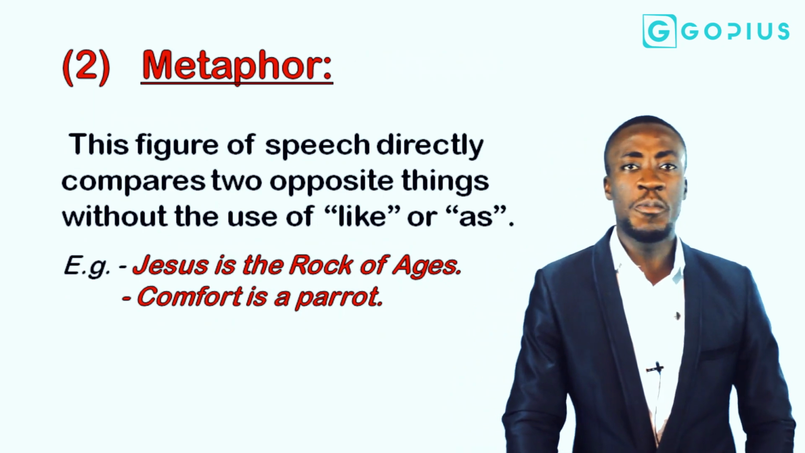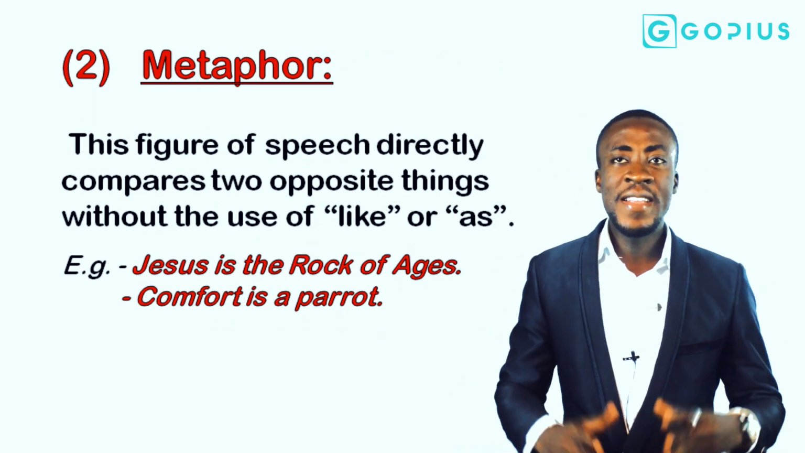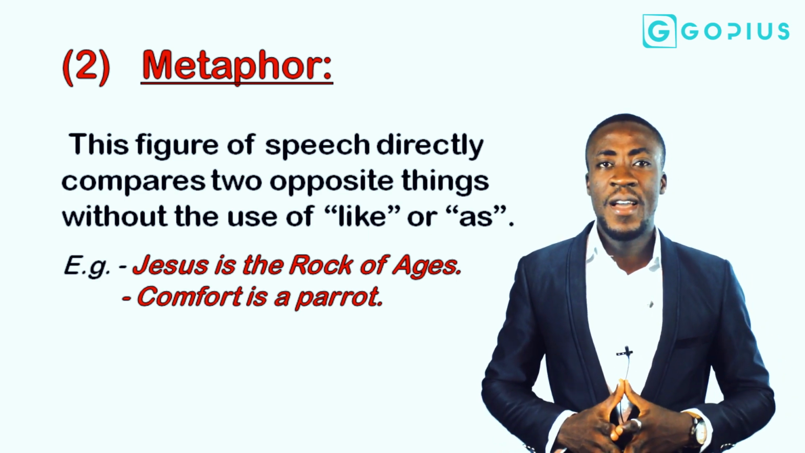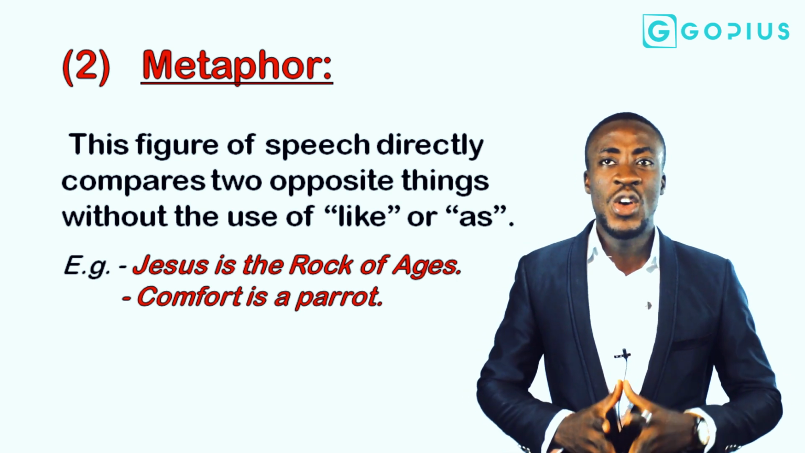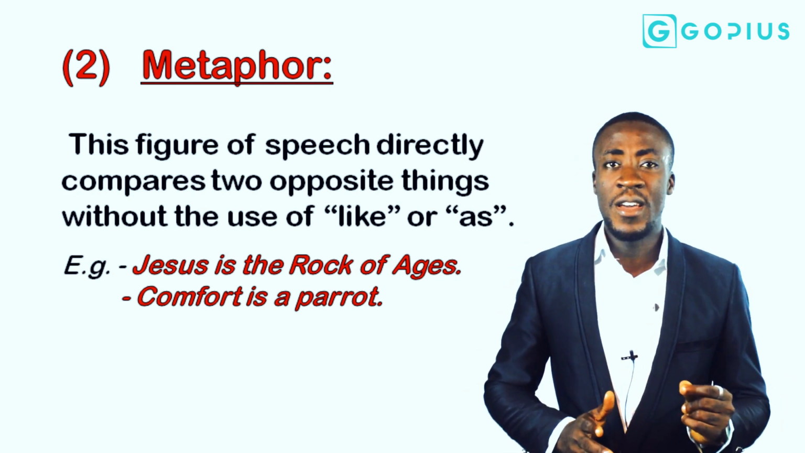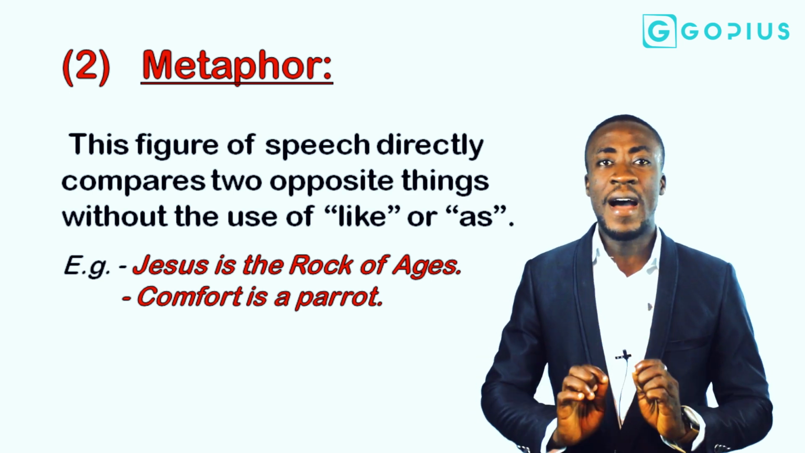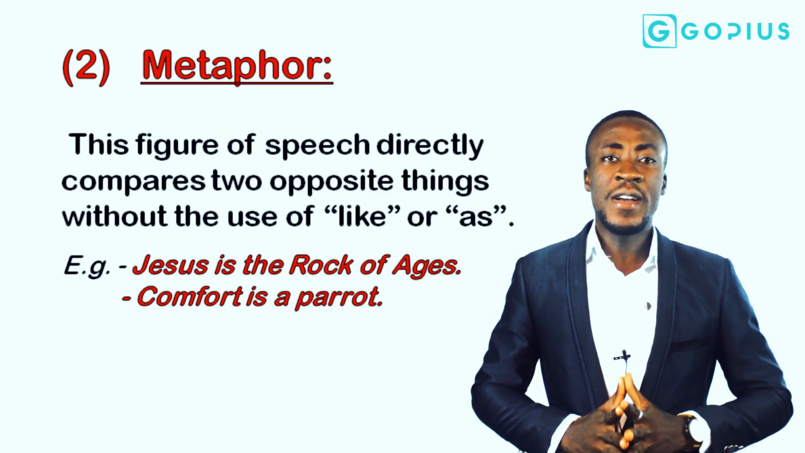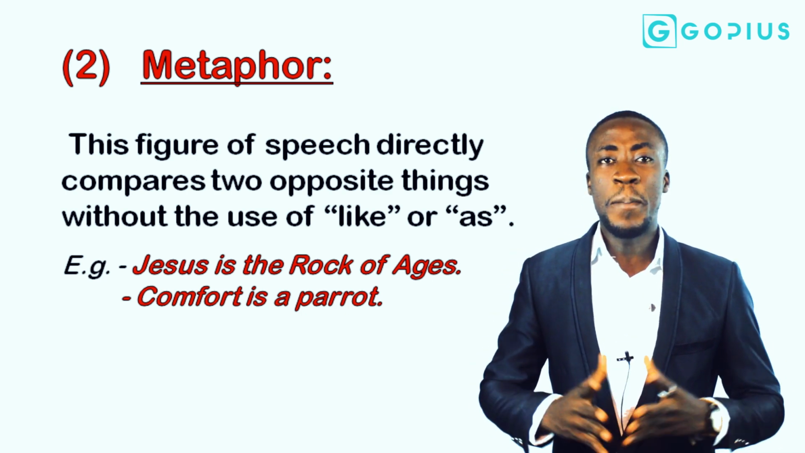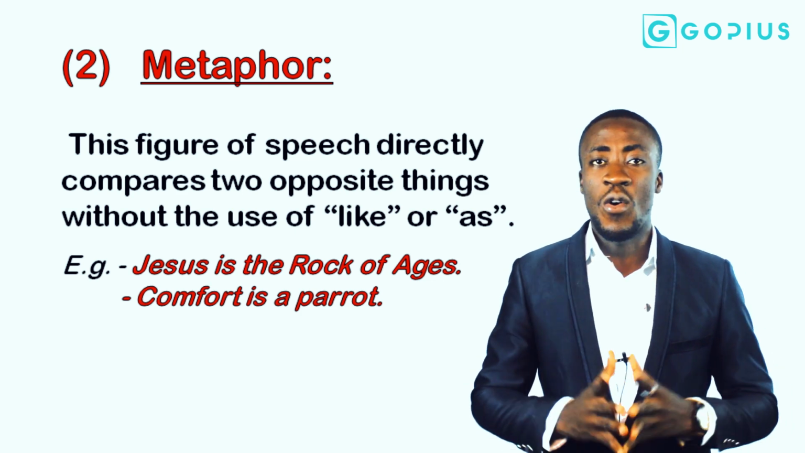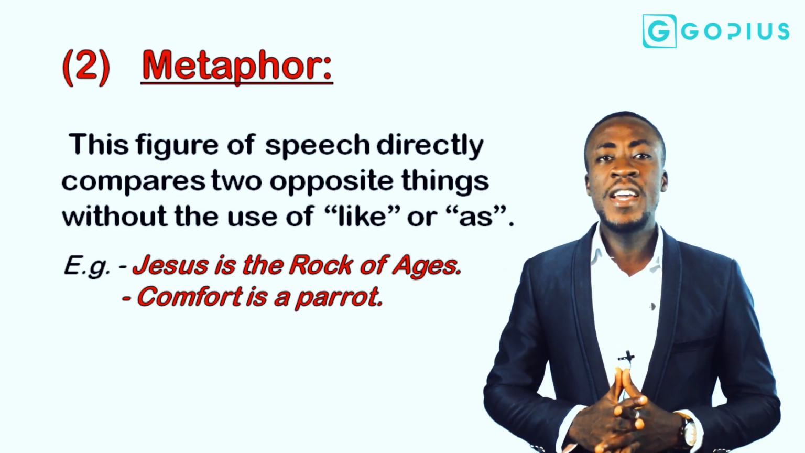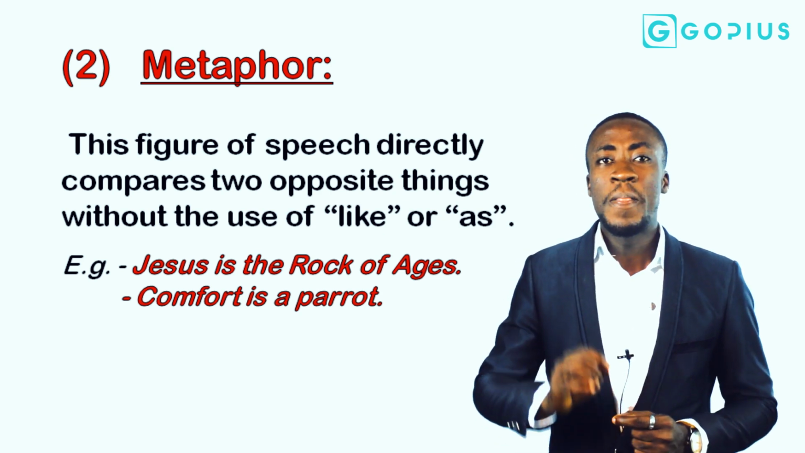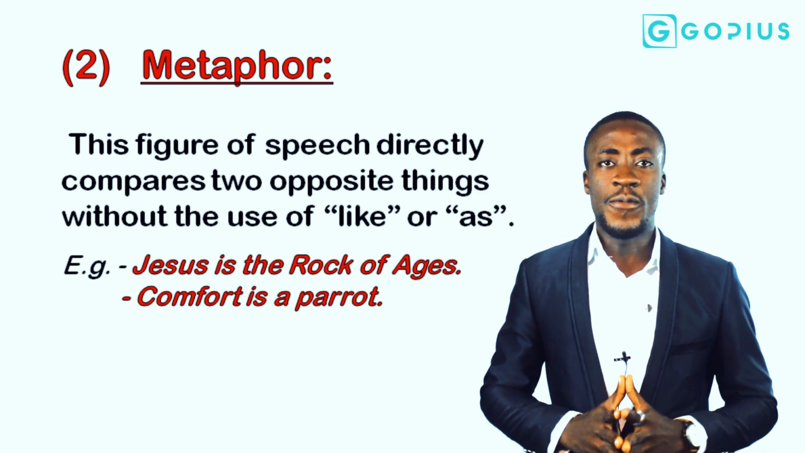The next figurative expression is metaphor. Metaphor could be said to be in some way a direct opposite of simile, because this figurative language compares two opposite things just like simile, but its comparison is done without the use of like or as. Therefore, in metaphorical expressions, there will always be the presence of two opposite concepts or entities as in simile. But the major distinction between these two figurative expressions is that metaphor does not use like or as for its comparison.